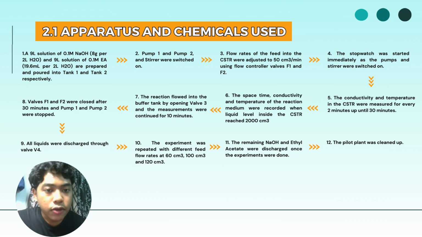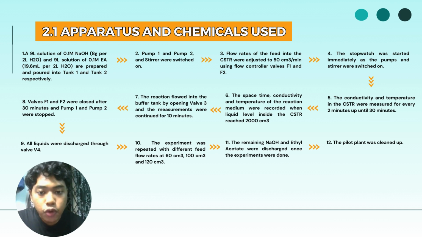Fourthly, the stopwatch was started immediately as the pumps and stirrer were switched on. The conductivity and temperature in the CSTR were measured every 2 minutes up until 30 minutes. Next, the space-time conductivity and temperature of the reaction medium were recorded when the liquid level inside the CSTR reached 2000 cm³. The reaction flowed into the buffer tank by opening valve 3 and the measurements were continued for 10 minutes. Valves F1 and F2 were closed after 30 minutes and pump 1 and pump 2 were stopped. Next, all liquids were discharged through valve V4.